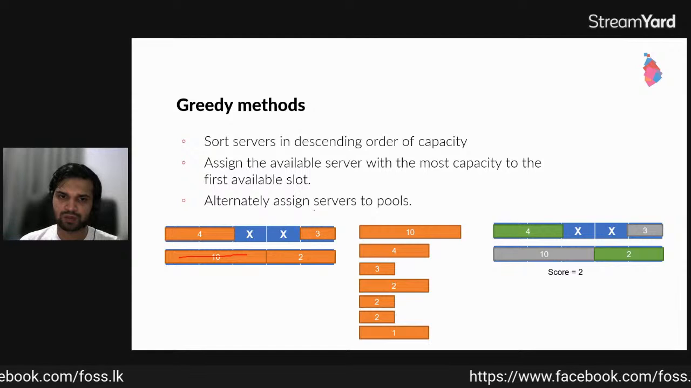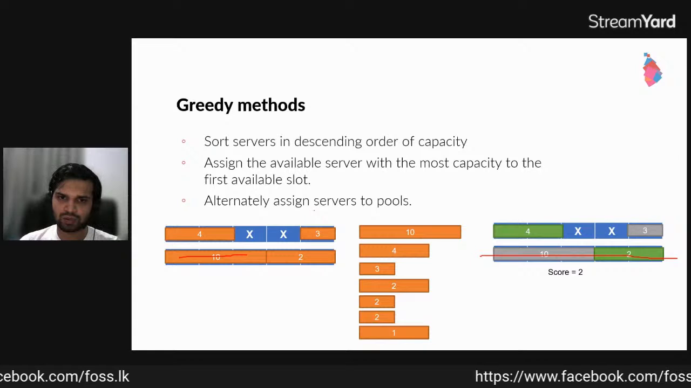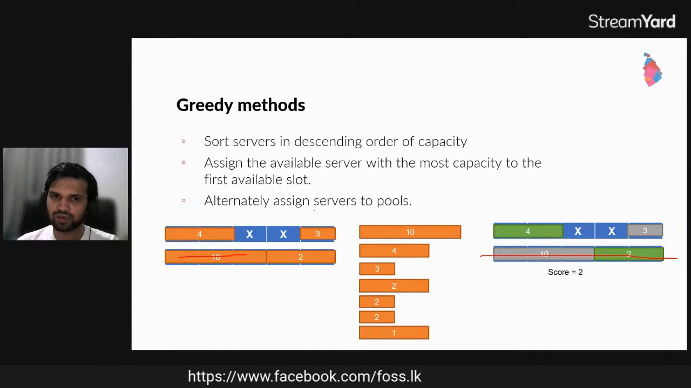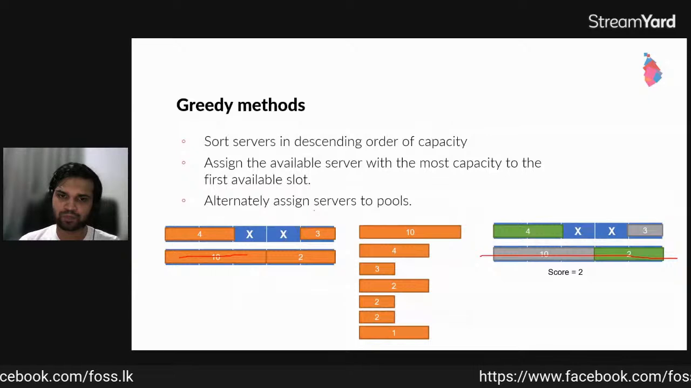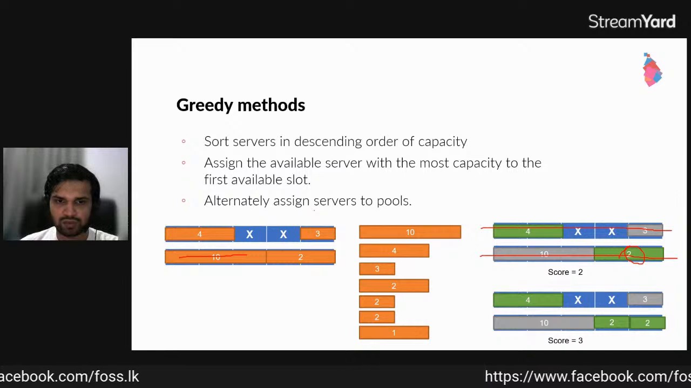Okay, because if this thing goes out, the green one will have a capacity of 4 and the gray one will have a capacity of 3. And if the top row goes out, the green one will have a capacity of 2 and the gray one will have a capacity of 10. So the minimum of those 2 is 2. That means if this thing goes out, the group will have a capacity of 2, and that is the minimum guaranteed capacity.